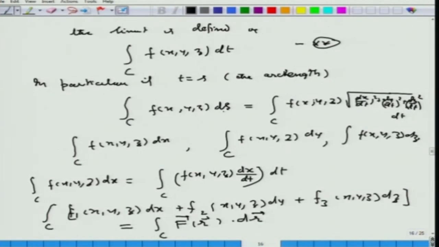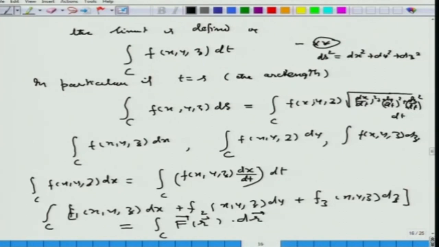this ds arc length is given by, see, ds squared is dx squared plus dy squared plus dz squared. So here when we take x as a function of t, y as a function of t, z as a function of t, then we have (ds/dt) whole squared is (dx/dt) whole squared plus (dy/dt) whole squared plus (dz/dt) whole squared. And so ds can be seen to be equal to the square root of this quantity.